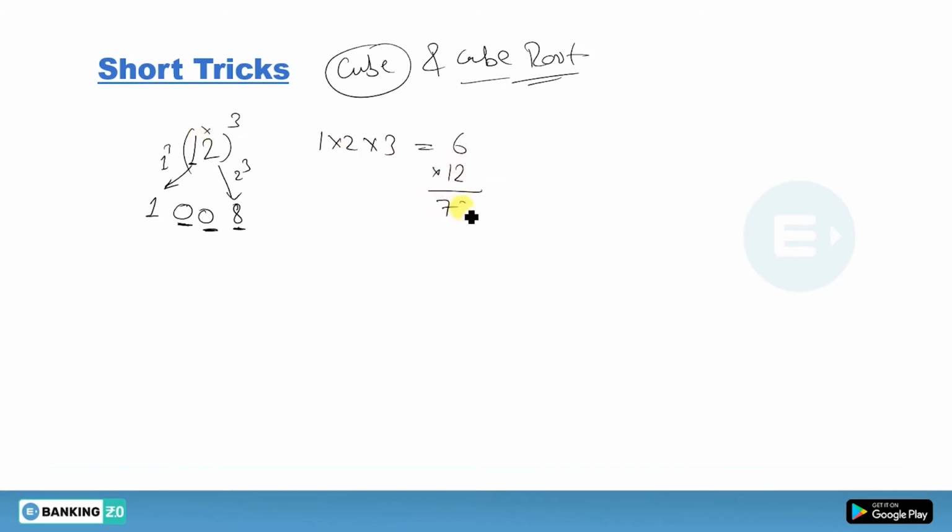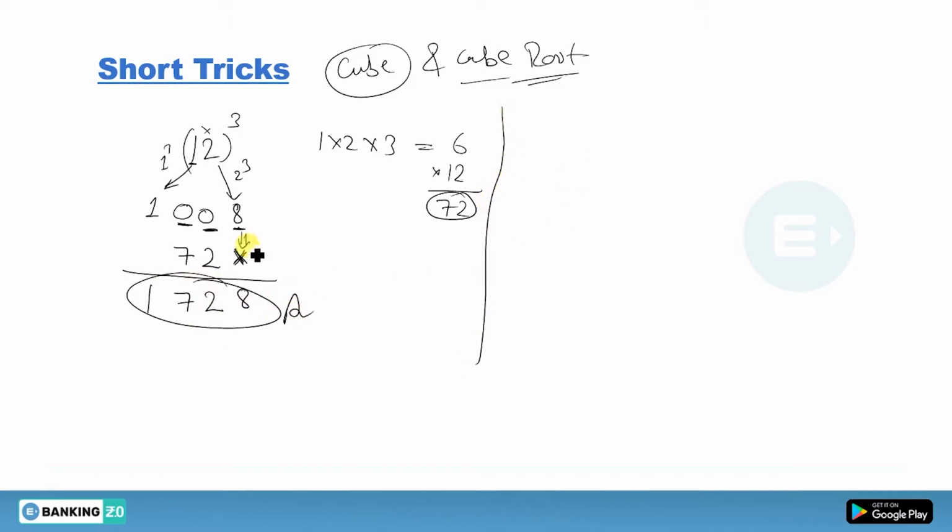So what are you going to get? You're going to get 72. Okay, so if you got 72, now leave a space here below this unit digit. Leave this space and write 72 from here. Now add these two, you get 8, 2, 7, 1, and this one is the cube of 12. All of you know this.